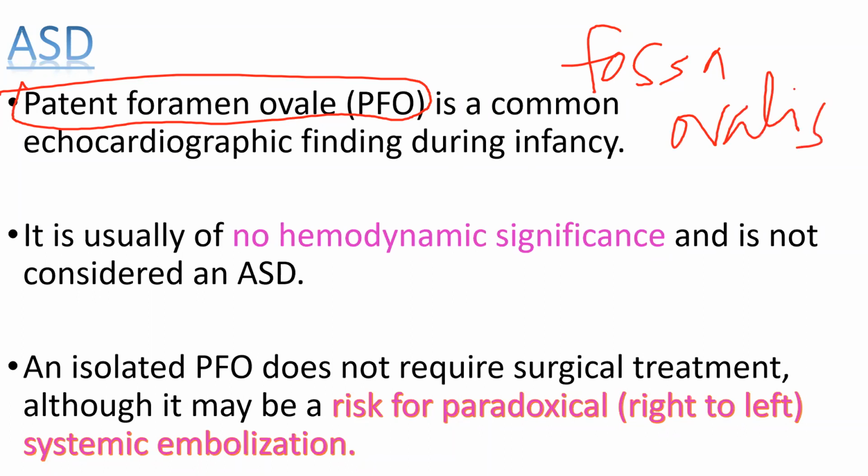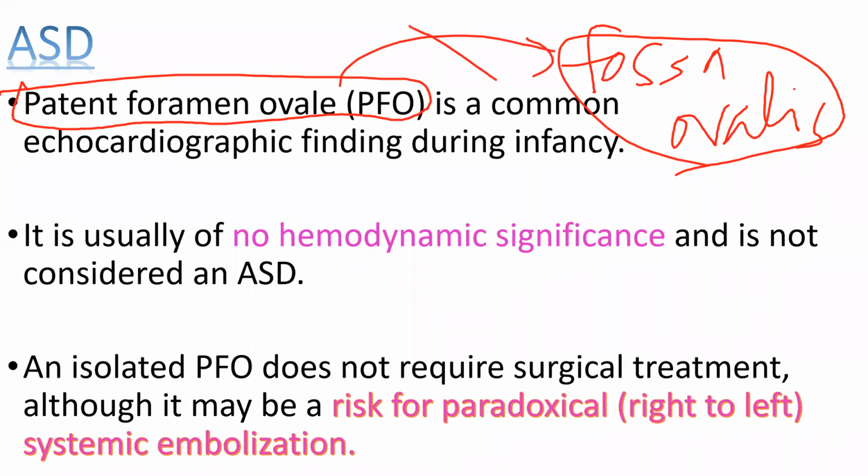But let me tell you a few things here. Number one, in some children, what will happen? The foramen ovale will not convert into fossa ovalis. When fossa ovalis cannot be formed, then we call it patent foramen ovale. But keep in mind that a patent foramen ovale is a very, very common finding during infancy. If we do echocardiography of the majority of children, they are going to have a patent foramen ovale during the first year of life.